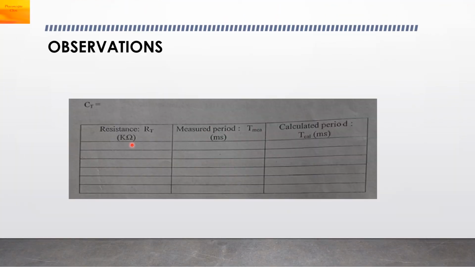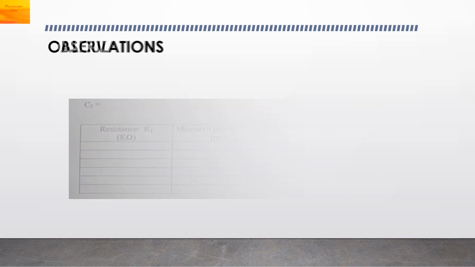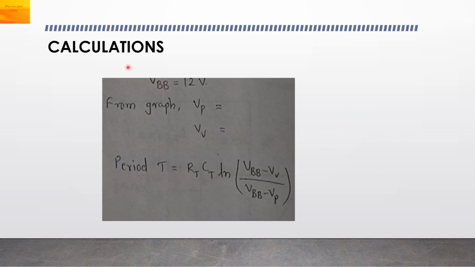Observations for different values of RT, where we are keeping the capacitance value fixed: for different values of RT we can measure the time period of the wave. Also we can calculate the time period with the given formula. For VBB equal to 12 volt, we get VP and VV, which we have done in the earlier experiment. So for a particular value of VBB, you can get VP and VV from the first experiment, substitute in this formula and get the time period.